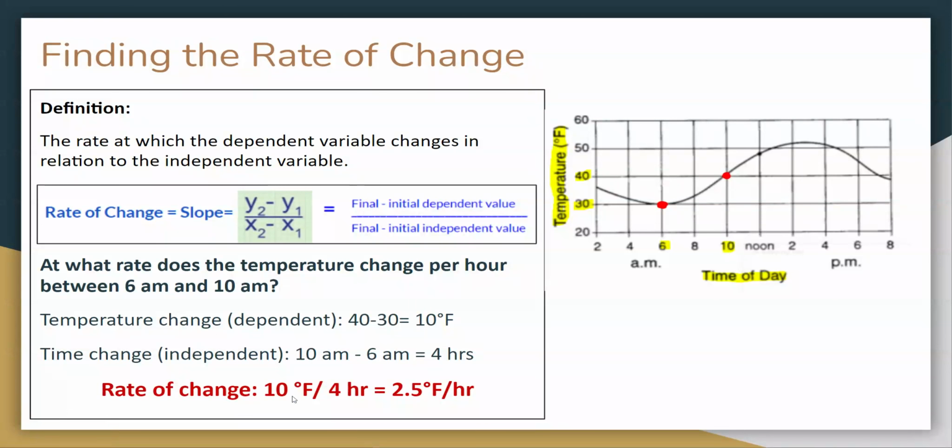The rate of change should be the change in temperature, which is 10 degrees Fahrenheit, divided by the change in time, which is 4 hours. And that gives me a rate of change of 2.5 degrees Fahrenheit per hour, meaning that every single hour between 6 a.m. and 10 a.m., my temperature is changing by 2.5 degrees Fahrenheit. And your rate of change can be different in different parts of the graph.